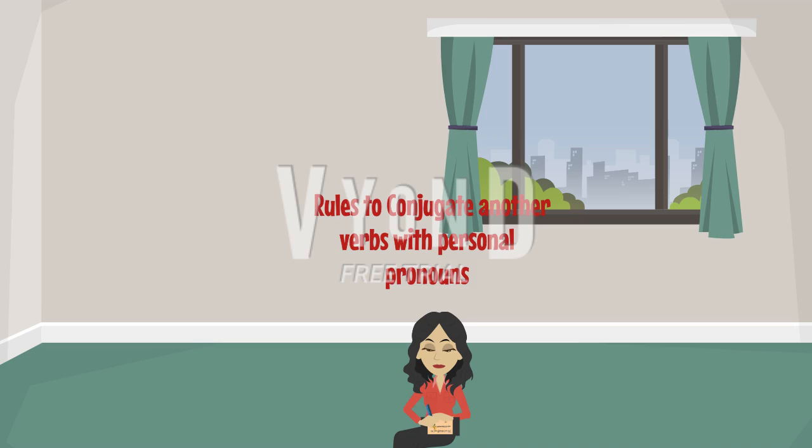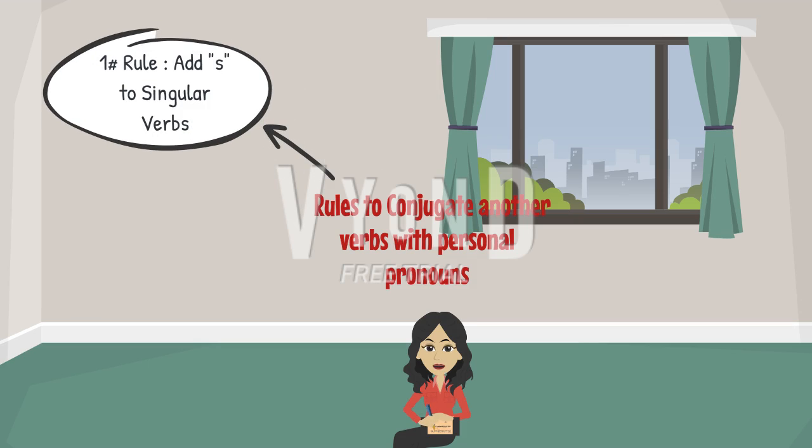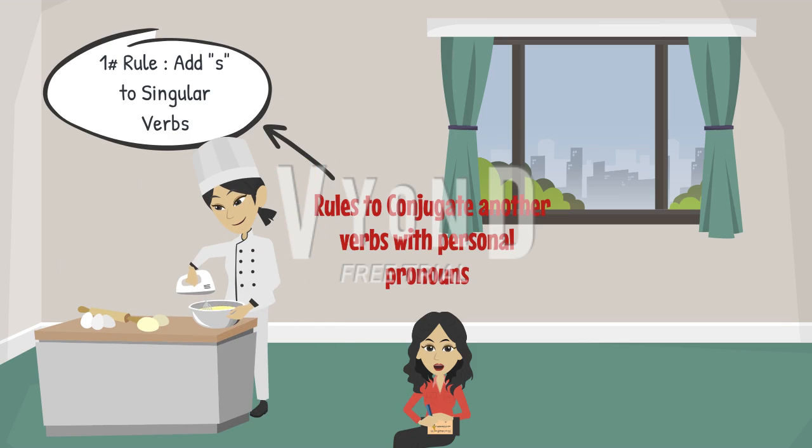Rule number 1. Add S to singular verbs. Generally, when using singular third-person nouns and pronouns, all you have to do is add an S to the base form of a verb. For example, Mary bakes cookies.